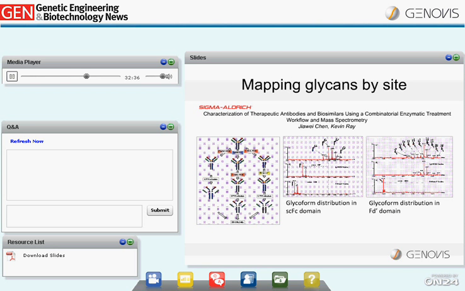Now I'm going to show a few applications of the enzyme in relation to characterization of antibodies. In this example from Daiwei Chen and Kevin Ray at Sigma Aldrich in St. Louis, they outline a workflow combining FabRICATOR, IgG0, and PNGase F for determining both Fc glycans and Fab glycans on a monoclonal antibody. Different glycoforms on both single-chain Fc and Fd domains can be mapped using this workflow.